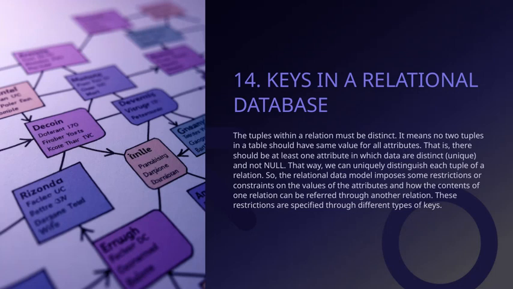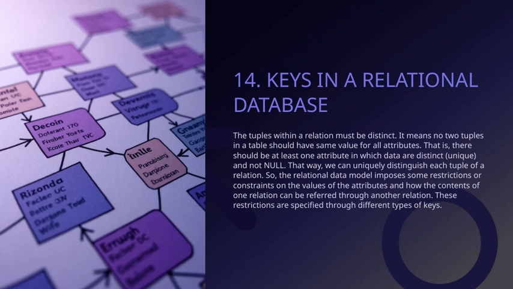When we talk about keys in a relational database, the first thing to understand is that each tuple, or row, within a relation must be unique. This means no two rows should have the same values across all attributes. In other words, there has to be at least one attribute where the data is different. This attribute is what allows us to distinguish each tuple uniquely. It's really about ensuring that each record can be identified without confusion.